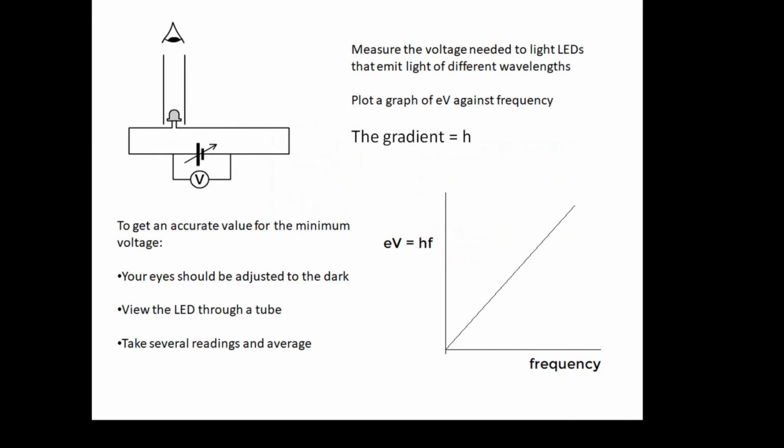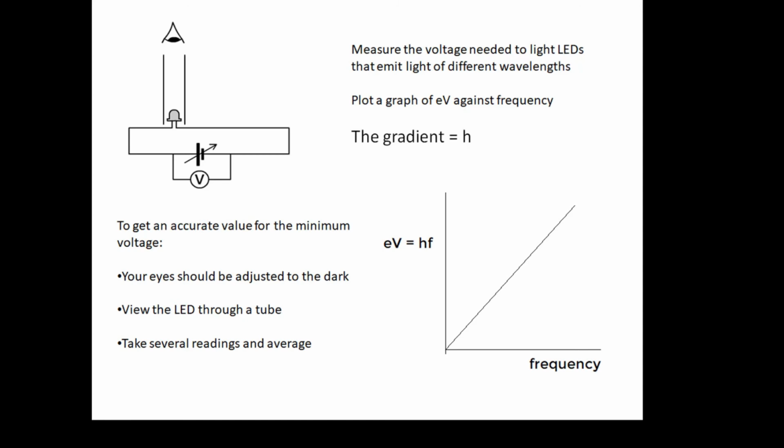And so what we do is we find out the minimum voltage needed to light LEDs, and we do it with LEDs of different colors. In other words, the photons have different wavelengths. And if we plot a graph of eV against frequency, then the gradient is Planck's constant. eV being the energy of the photon emitted, and then frequency, which we can work out from the wavelength. So hf against f, the gradient is going to be h.